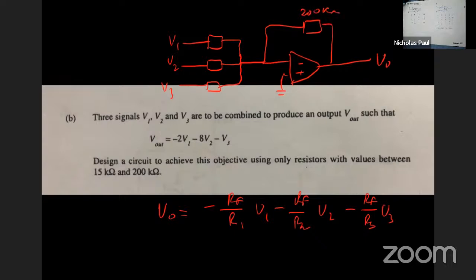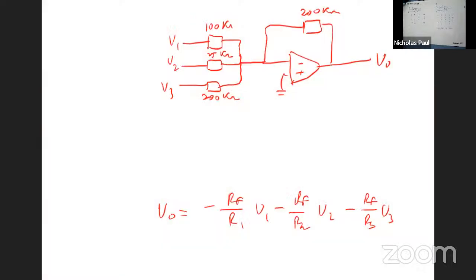So what would the resistor next to V1 be? 100, because it has to give you 2, right? 200 over 100 is 2. What will V2 be? 25. Very good. 25 is more than 15, so we're good to go. And the last one is what? 200. Right? So that circuit there will give you it.